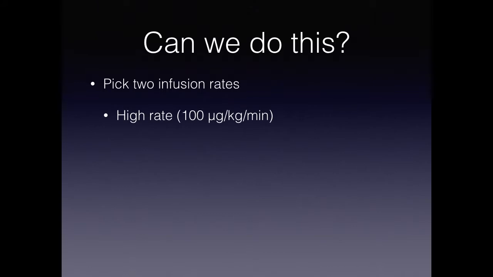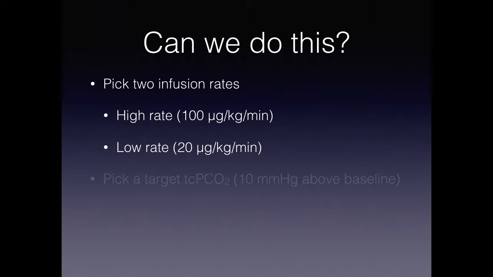I've got a high rate, and let's just say that high rate is 100 mics per kilo per minute of propofol. And then I'm going to pick a low rate, and let's say that's 20 mics per kilo per minute. I'm going to set the pump to one of these two rates, and then pick a target transcutaneous PCO2. I'd recommend that, whatever your stable baseline is, you bump that by 10 torr.